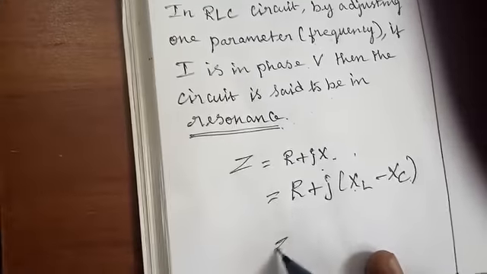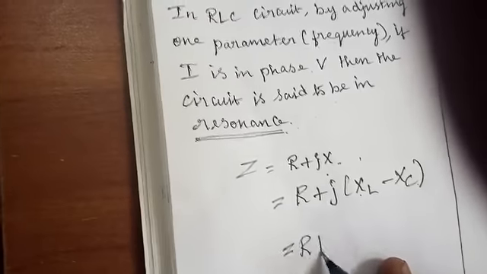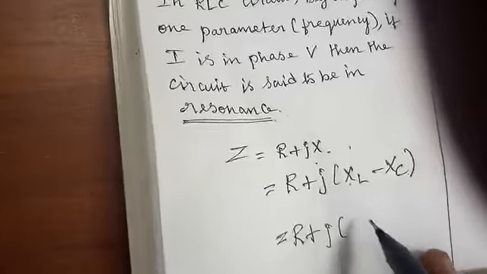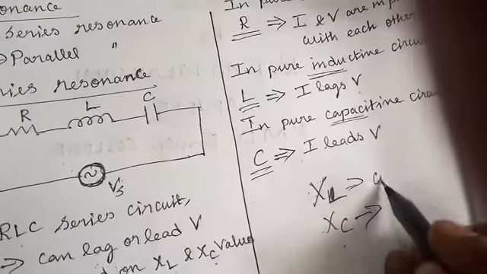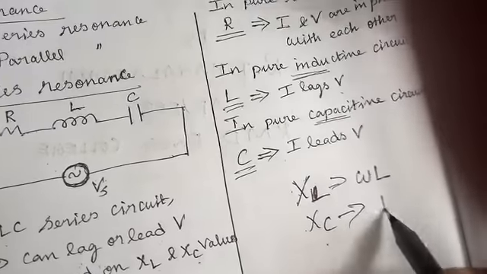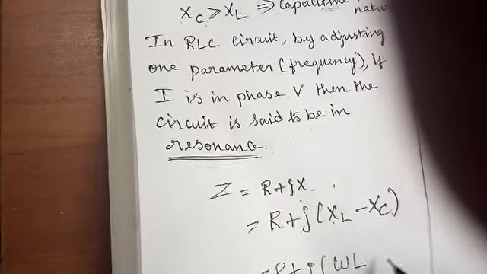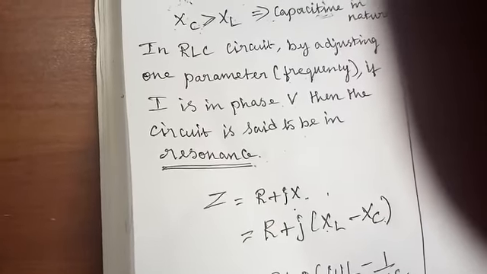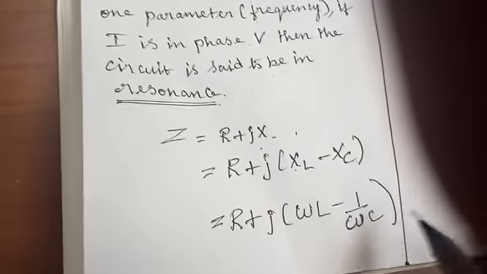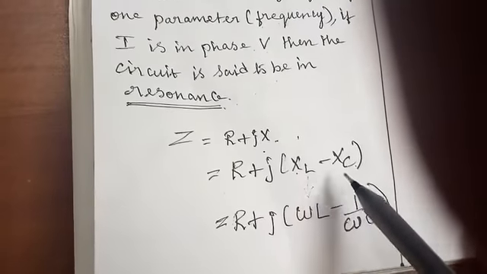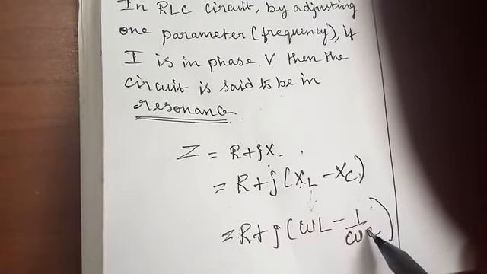And further this can be written as R plus J of XL, we know the formula for XL. XL is nothing but omega L, and XC is nothing but 1 by omega C. These fundamentals we know already. So here you can write this as omega L minus 1 by omega C. In the place of XL you can write omega L, in the place of XC you can write 1 by omega C.